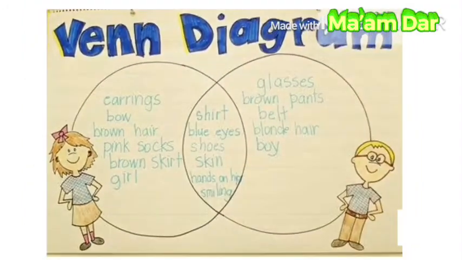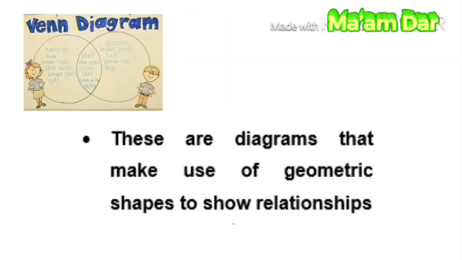Venn diagrams are diagrams that make use of geometric shapes to show relationship between sets. Ang Venn diagram, magamit natin na siya sa next nga module because we will be dealing with operations sa set.